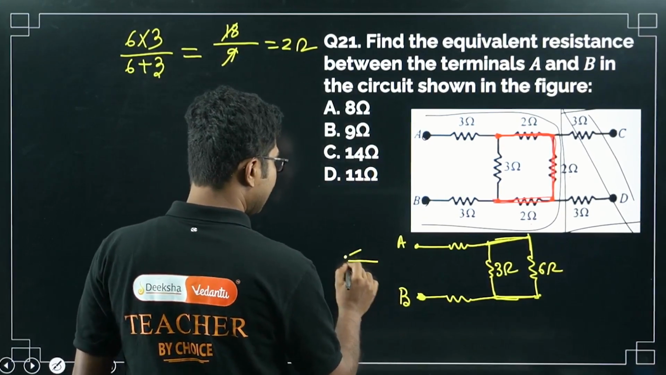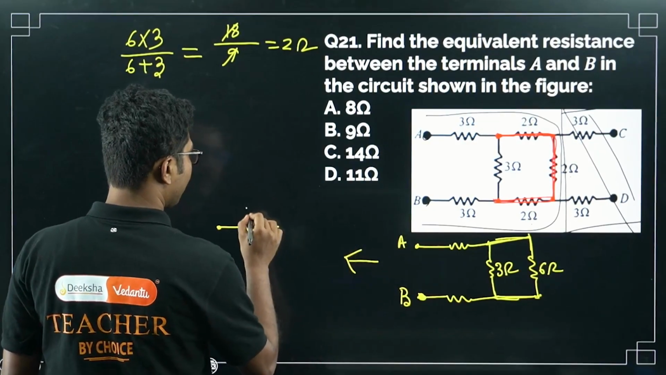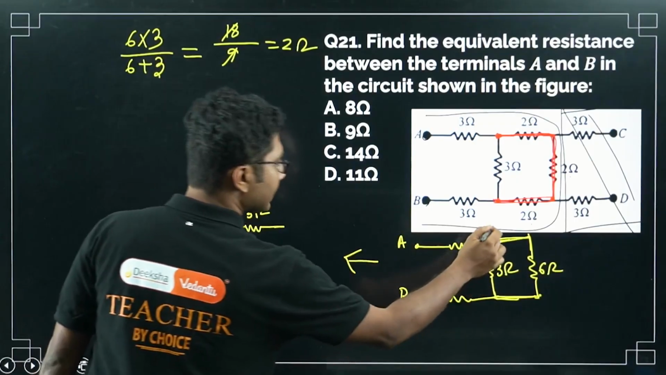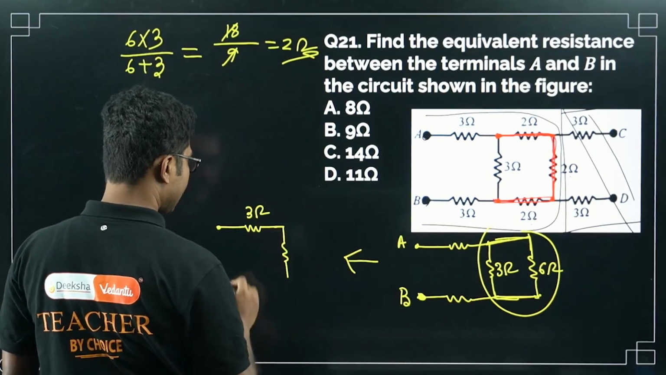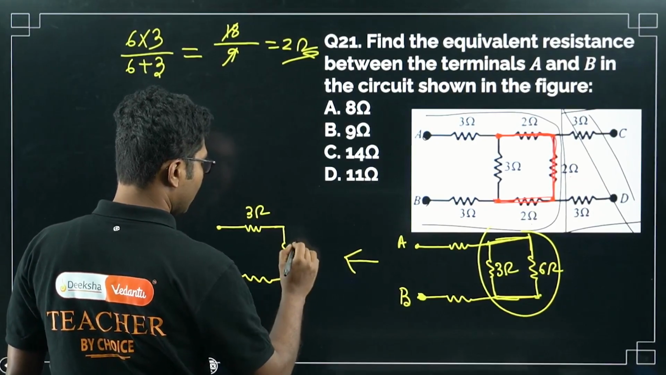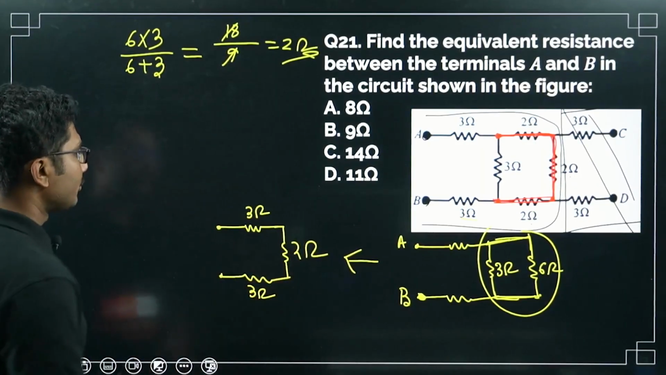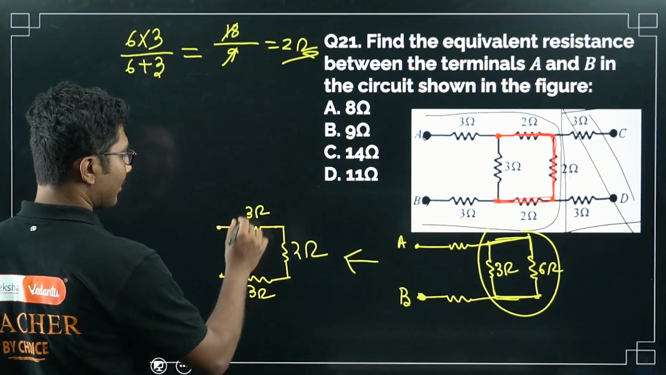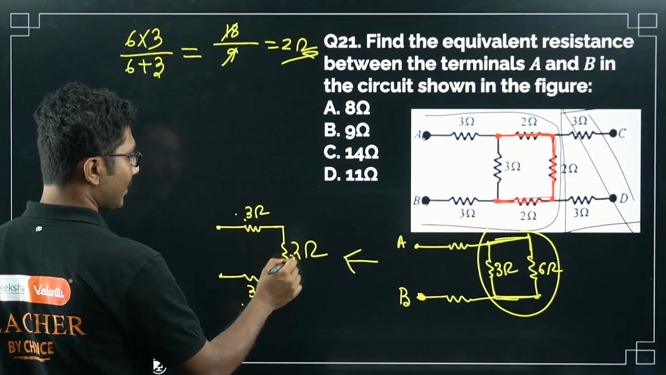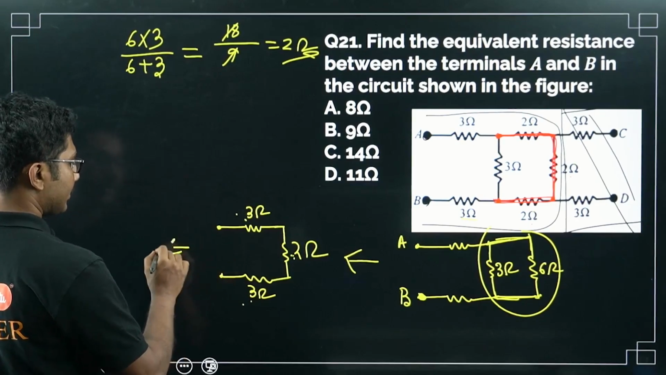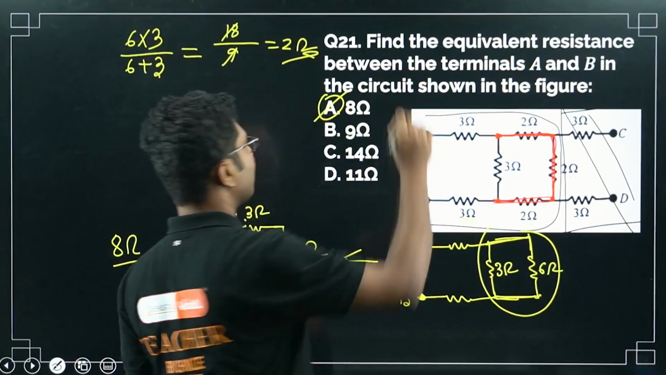So now this figure will become: this 3 ohm is here, and this entire thing is 2 ohm. So we just replace it with a single resistance. This is 2 ohm and this is 3 ohm. Now you consider this is the outer part, 3 plus 2 plus 3. So this is connected in series. 3 plus 2 is 5, 5 plus 3 is 8. So the equivalent resistance is 8 ohm. So the correct answer is option A, 8 ohm.